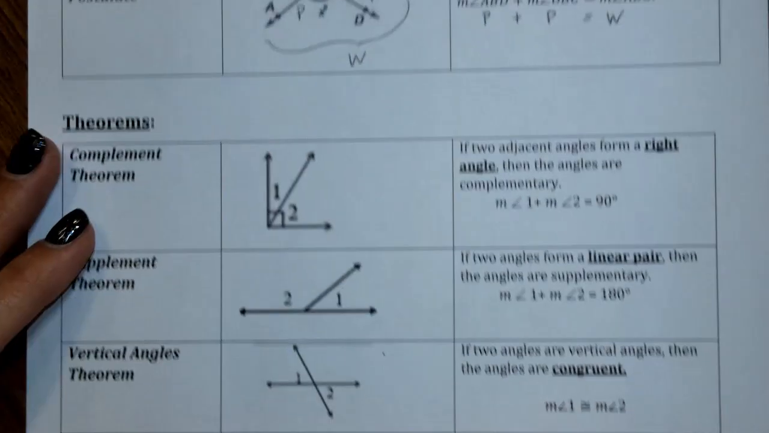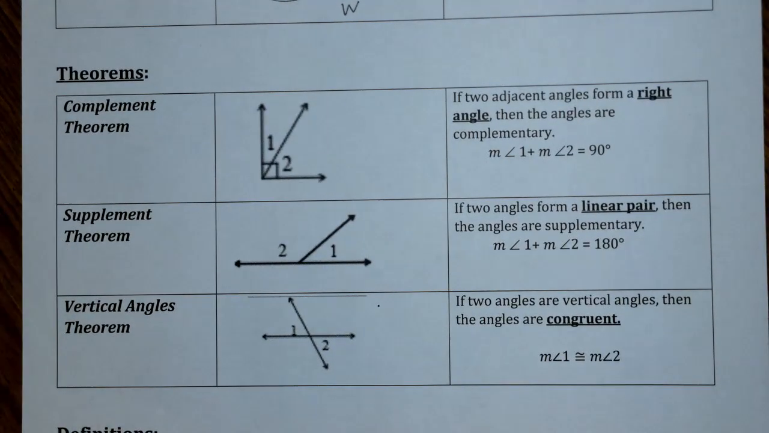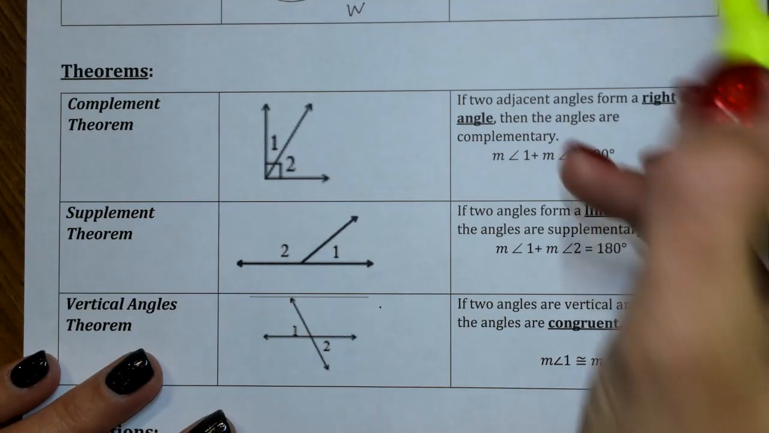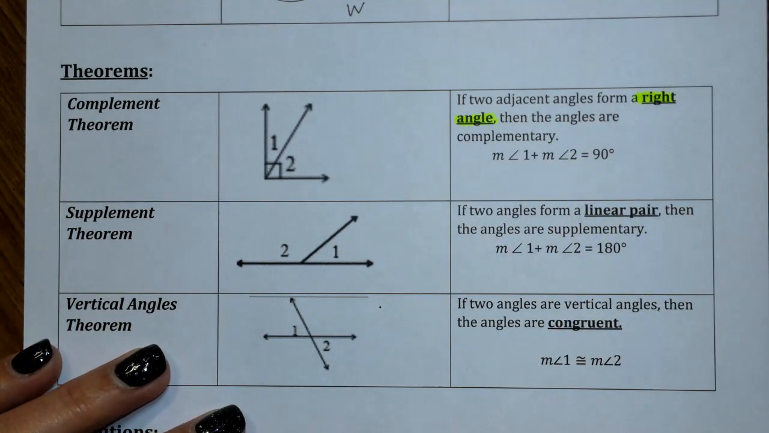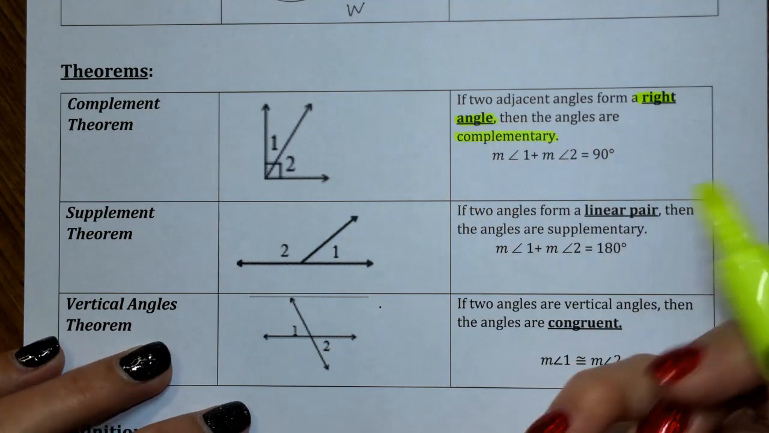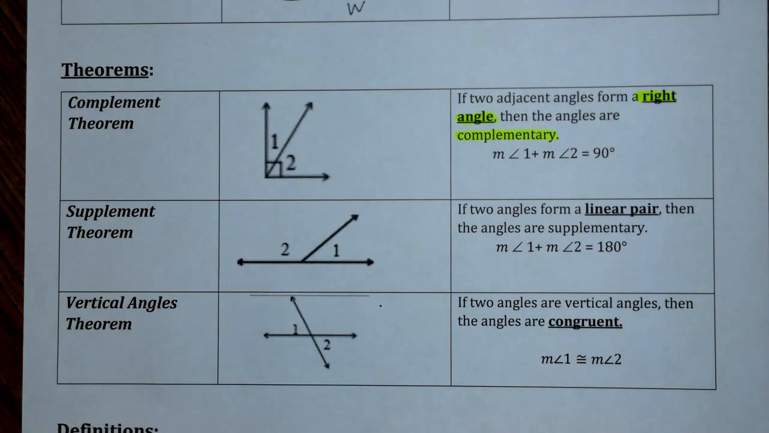What we're going to do is look at the complement theorem and the supplement theorem. Then we're going to turn the page over and look at the definition of complementary angles and the definition of supplementary angles so we can see the difference. With the complement theorem, we have never talked about a complement theorem before, okay? So this is new. The theorem is stating that if we have adjacent angles that form a right angle, then the angles are complementary.